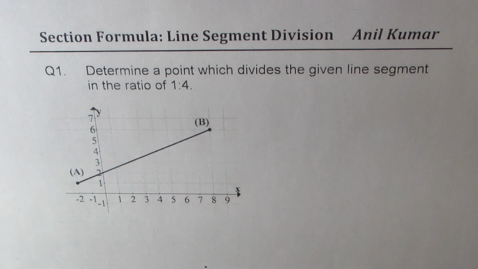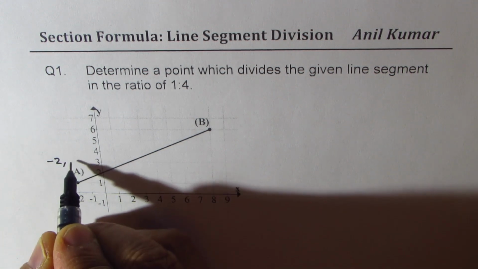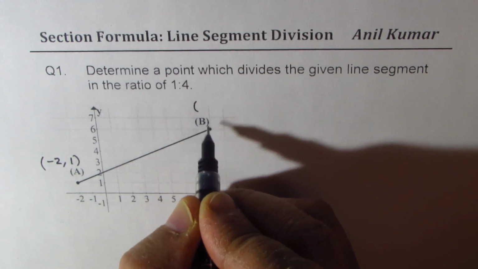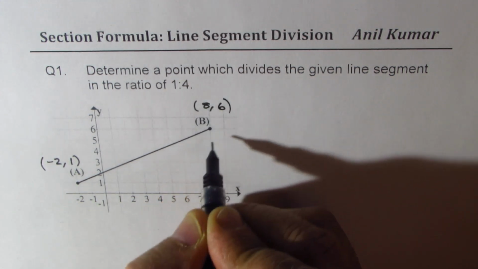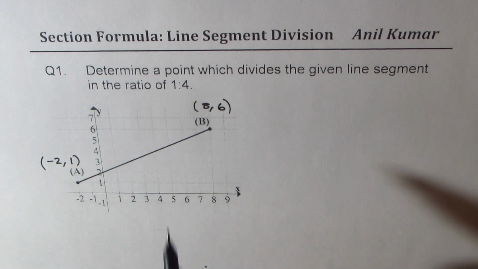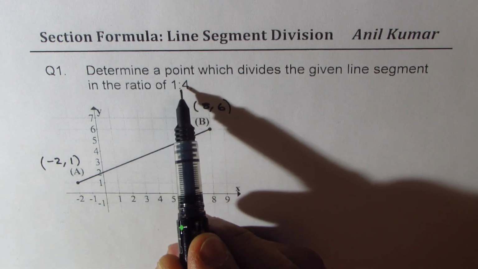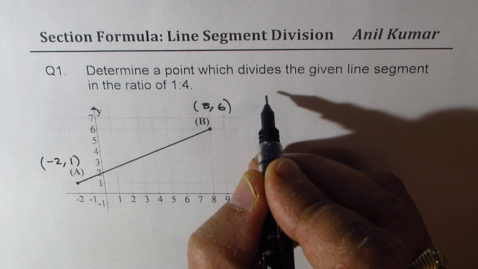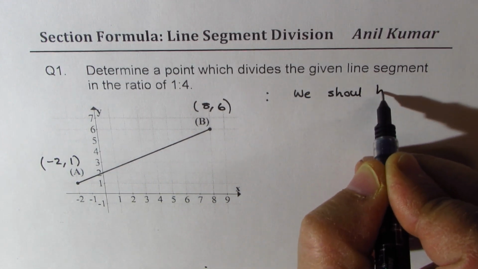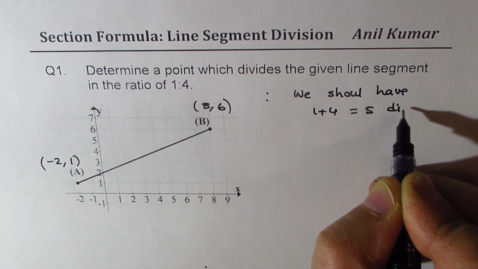So let me write down the points here. A is -2, 1, right? And B is 8, 6. So this coordinate point is 8, 6. If these lines are not very clear to you, that is the segment given to us. We need to divide this segment in the ratio of 1:4. It really means that we should have how many divisions? We should have 1 plus 4, which is 5 divisions, right?